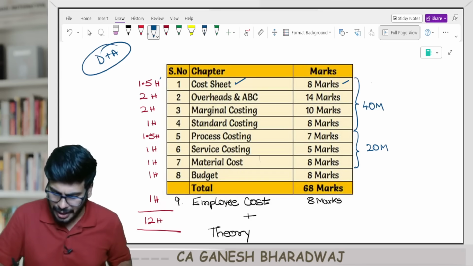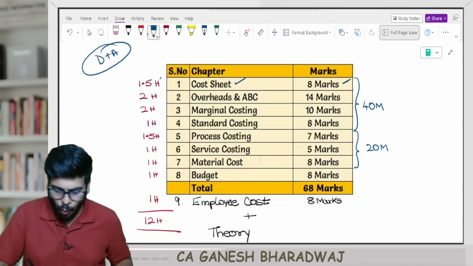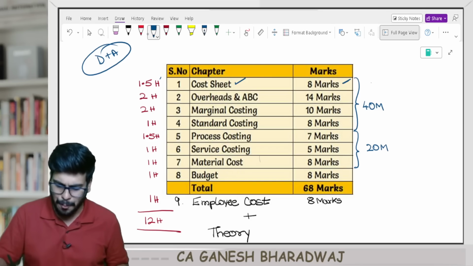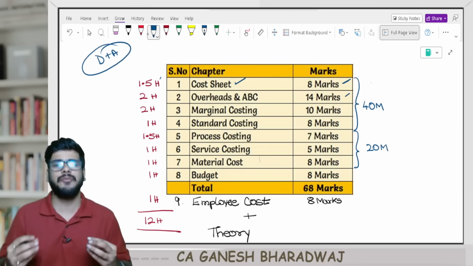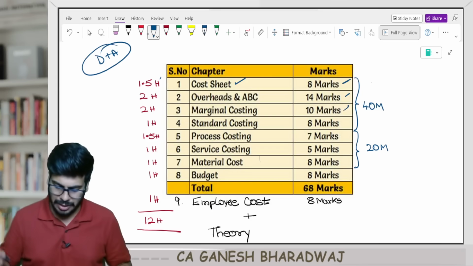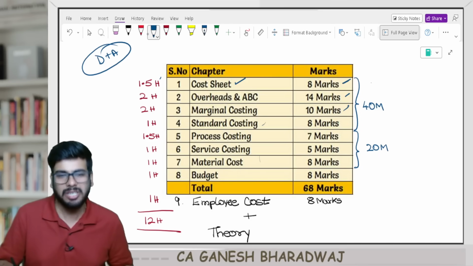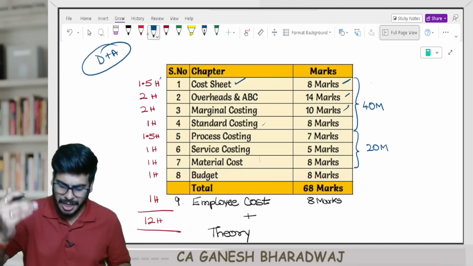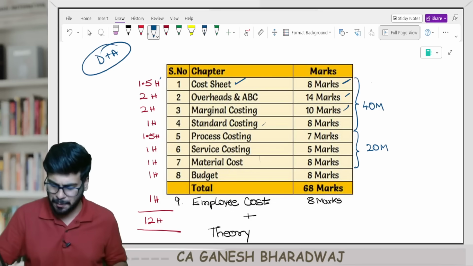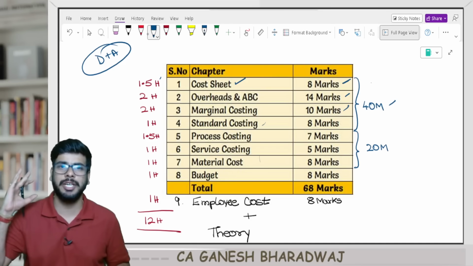So cost sheet carries a weightage of about 8 marks. Overheads and ABC, literally speaking, ABC is an extension of overheads. Put together, it contributes roughly about 14 marks, right? Then go to marginal costing, it covers about 10 marks. Then standard costing covers about 8 marks. Now, these 4 chapters, ABC is also a chapter, these 4-5 chapters put together cover about 40 marks weightage.